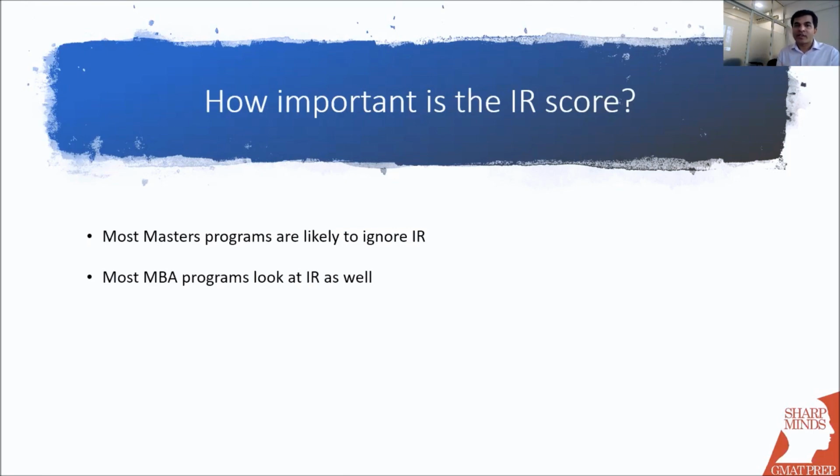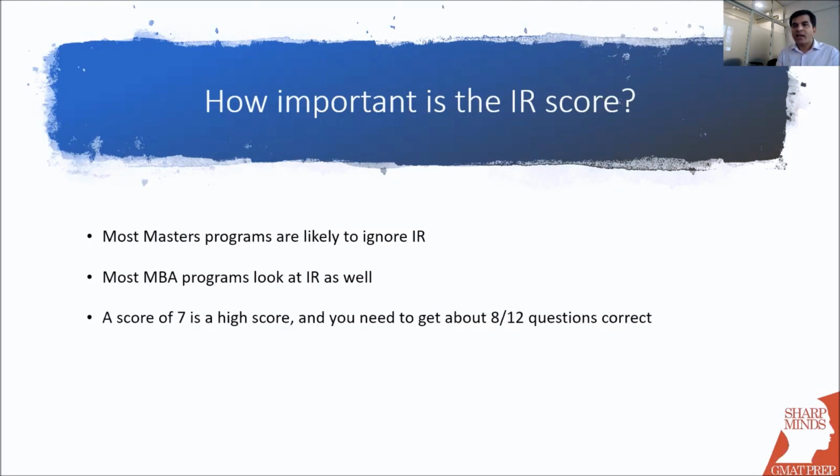Obviously 8 on 8, a perfect score, is going to be an excellent score always, but even a 7 is a very high score. In fact, even the 7 score puts you in the 80th percentile. So that's good enough a score in any such competitive exam. And to achieve a score of 7, you need to get approximately 8 questions right out of 12. And this allows you to strategize on the IR. In case you are running out of time, you can always abandon 1 or 2 terrible questions.